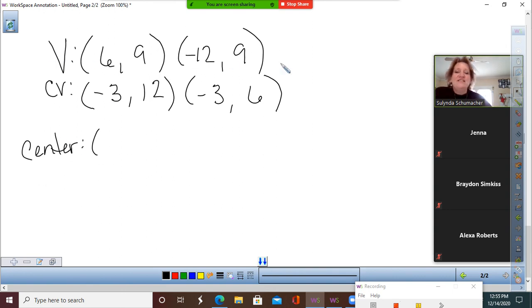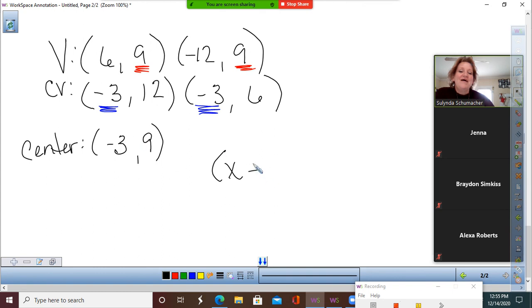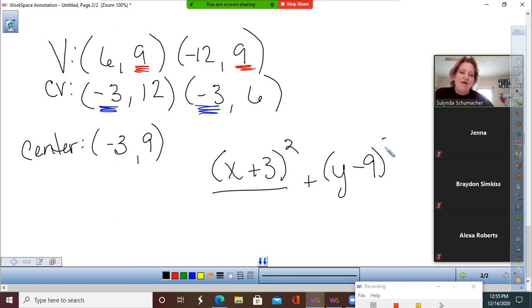So in our vertices, the value that does not change is the y value. So our center for the y value is 9. In our co-vertices, the x value doesn't change. So our center for the x value is -3. All right, so writing our equation, it is x minus -3, so plus 3, squared over something, plus y minus 9 squared over something equals 1. We've got to figure out what those a and b are. What goes on the bottom?